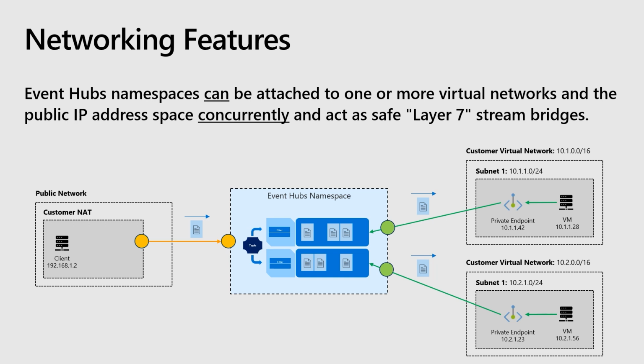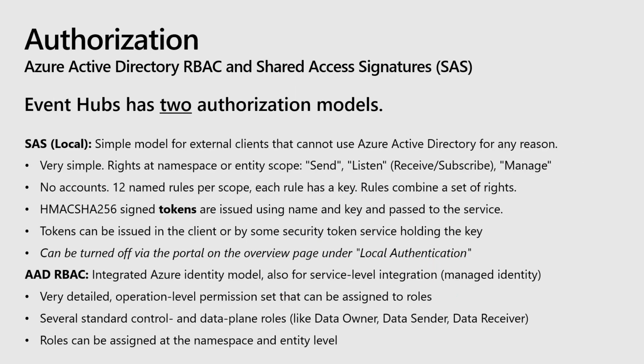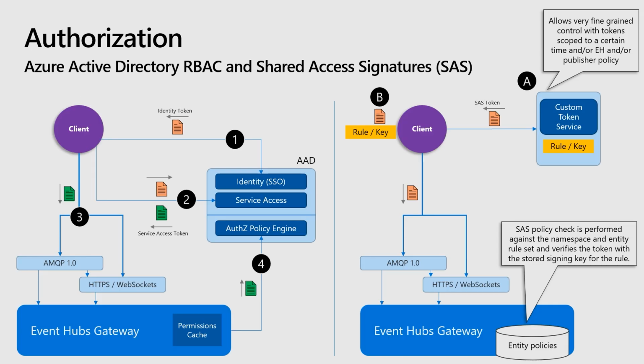The authorization model gives you two choices: SAS, shared access signature tokens, and AAD, RBAC. We have the RBAC, the AAD model. The client talks to AAD with its identity. It asks for a service access token, gets the service access token, and then with that comes to us. We then check the authorization policy engine given by AD, and then we give you access to write to an event hub or read from it. That's the AAD integrated way.